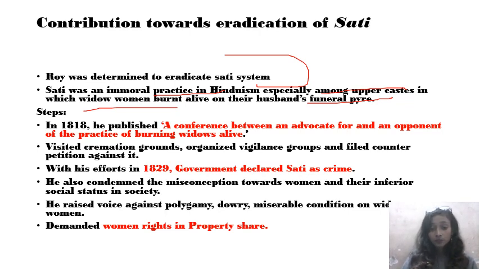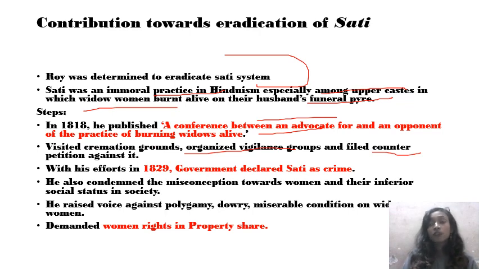So these are the legal and academic steps taken by Raja Ram Mohan Roy. In 1818 he published a paper named A Conference Between an Advocate for and an Opponent of the Practice of Burning Widows Alive. In this paper he tried to make the Indian masses understand that our Upanishads, our Vedas, our ancient scriptures say that sati was an evil system and we should not practice it. And he visited cremation grounds, organized vigilance groups to observe how sati was practiced, and he filed a counter petition against the evil practice.